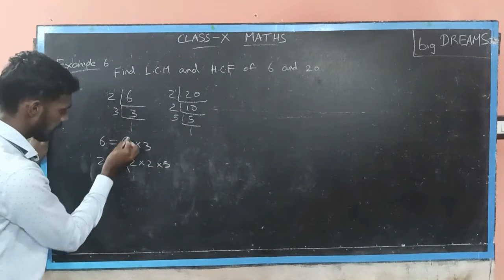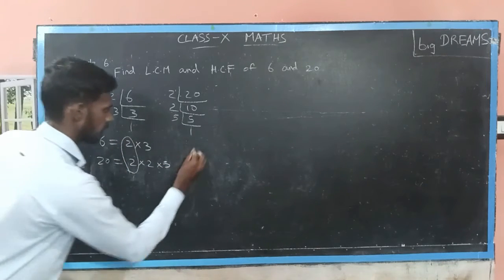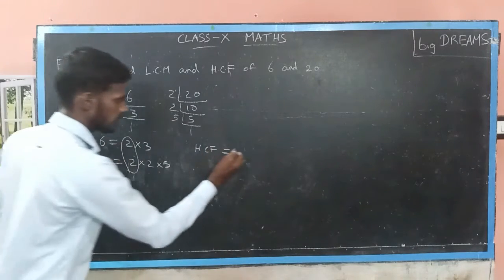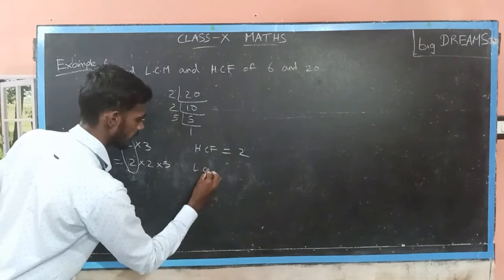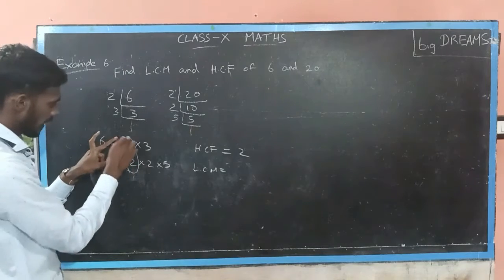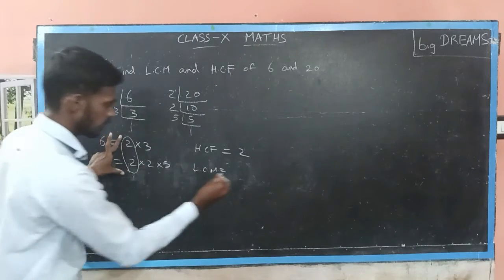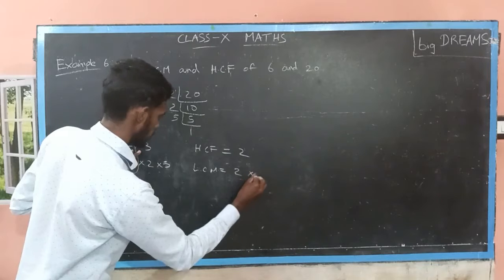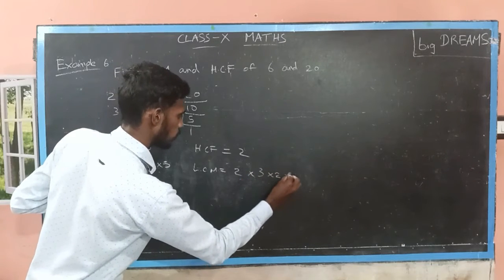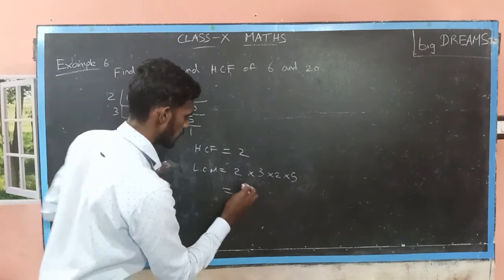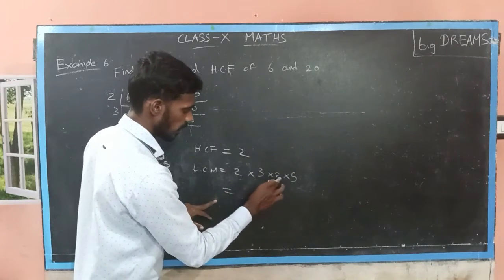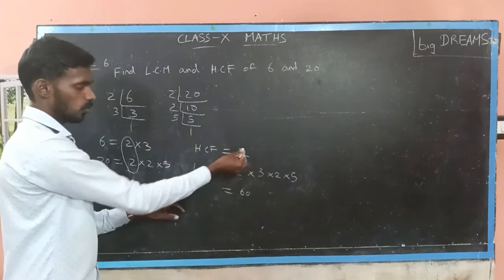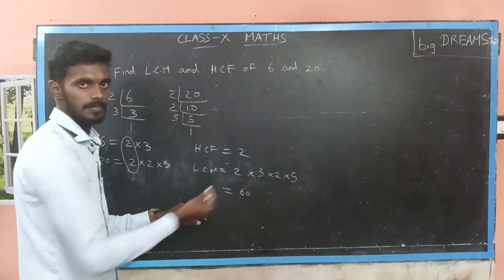So grouping the same factors, I will get the HCF. The highest common factor here is 2. Okay, and for the LCM, I have to take this as one complete unit. So I am getting 2, and the left out factors are 3 into 2 into 5. So 2 3s are 6, 6 2s are 12, 12 5s are 60. So the HCF is 2 and the LCM is 60.